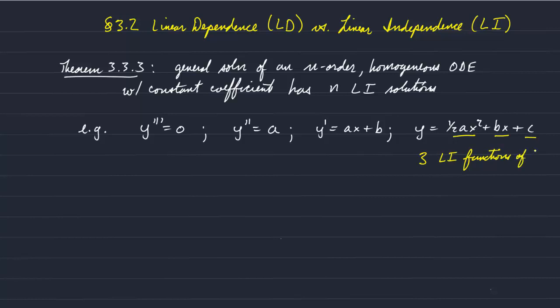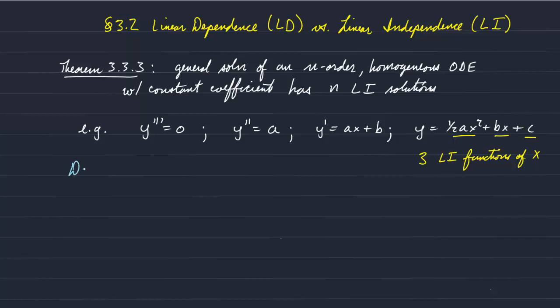Okay, so let's talk about how to recognize linear independence. I should also mention that there are an infinite number of solutions, for the different values of a, b, and c, but of course there are only three linearly independent solutions, and they involve, in this case, x squared, x, and a constant.